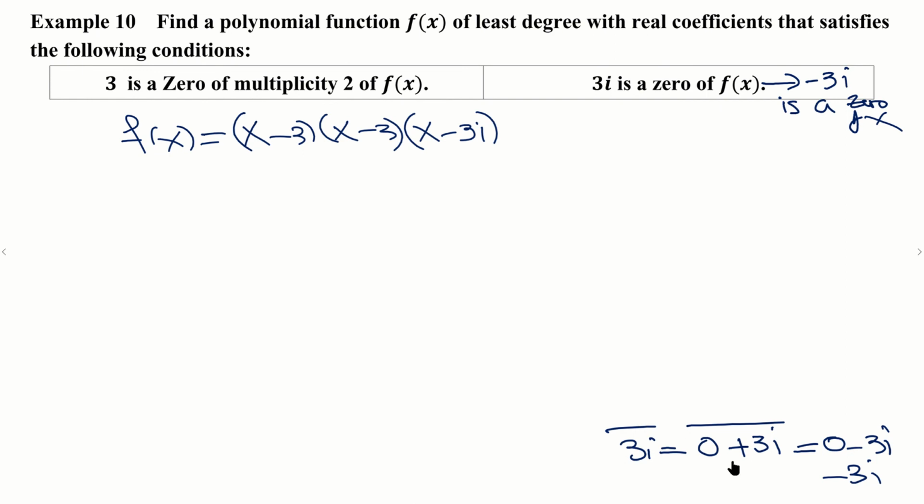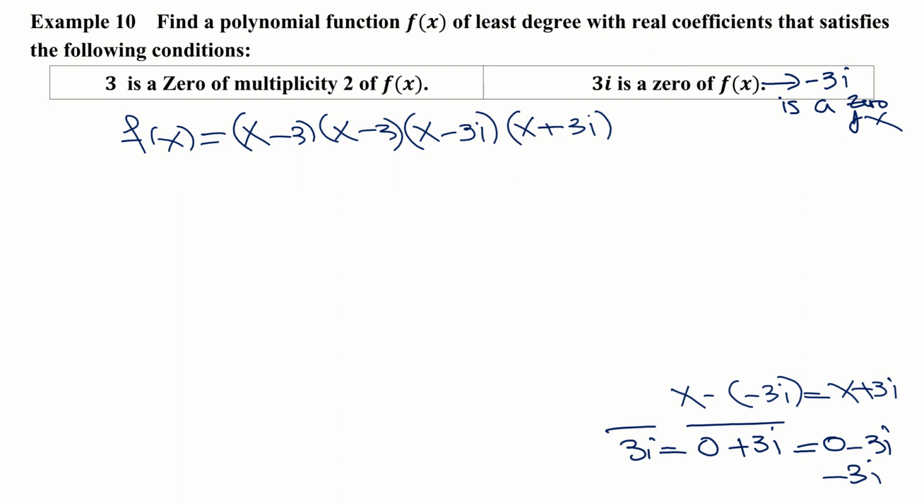Now, the 3i you can think of as 0 plus 3i, so the conjugate of 3i is the conjugate of 0 plus 3i, which is 0 minus 3i, which is just negative 3i. All right, so I need to bring in x minus negative 3i as well, which turns into x plus 3i. Remember, x minus negative 3i, that becomes x plus 3i. Okay, so there it is.